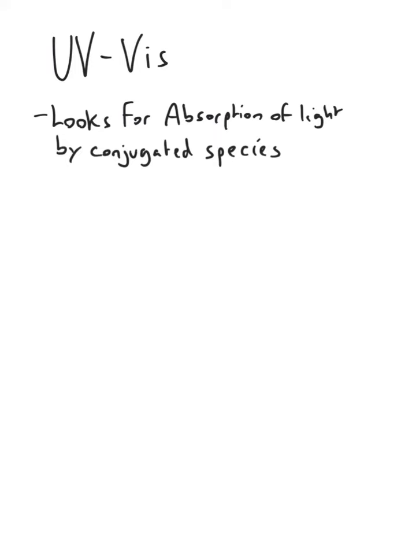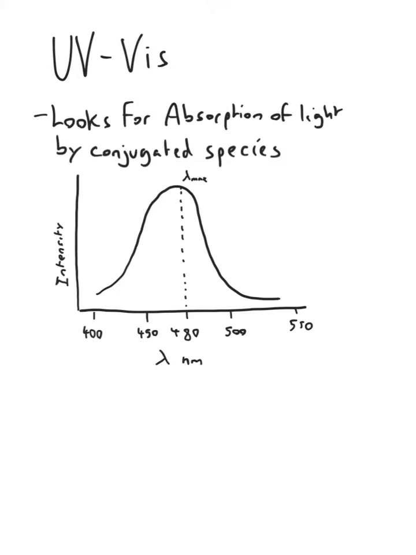This video is on UV-Vis spectroscopy. UV-Vis spectroscopy looks for absorption of conjugated species. The spectrum looks something like this, with the wavelengths and the intensity of absorption as your axes. When would this be useful? Well, let's show it by example.